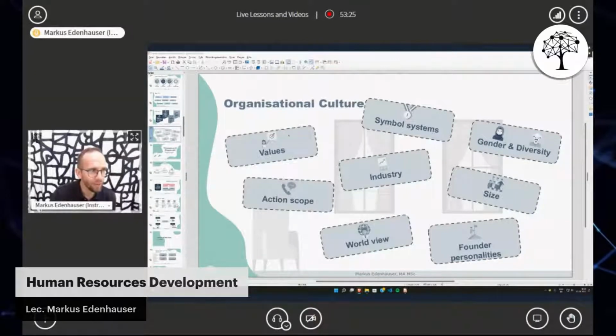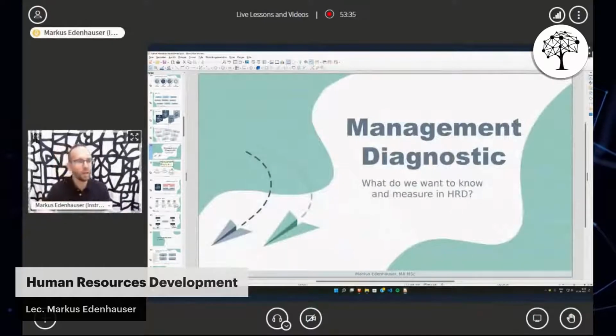So, a lot of talking. You see, I'm really engaged in this topic: organizational culture, hiring process, much potential here in IT. So now, this was a quick or not so quick background from the last sessions, so that we all have the same knowledge. And I would like to start now with the management diagnostic.